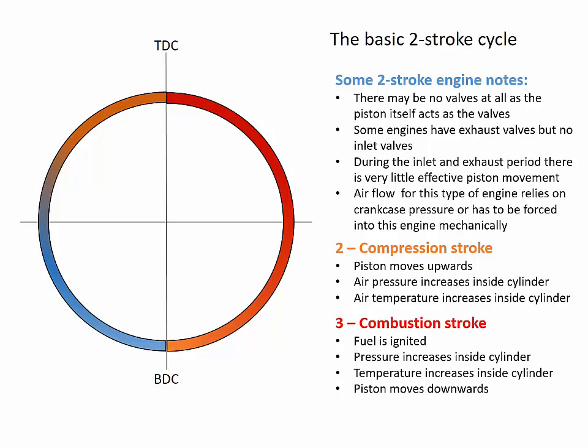So the basic two-stroke cycle is made up of the compression stroke, where the piston moves upwards, and as it does that, the pressure and temperature inside the cylinder increases. That would be followed by a combustion stroke where the fuel is ignited and the burning fuel creates a huge increase in pressure and temperature, and this pressure supplies the force to push the piston downwards again. So the basic two-stroke cycle is a compression stroke and a combustion stroke.